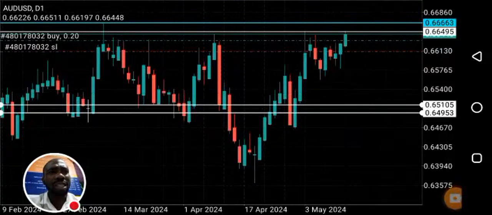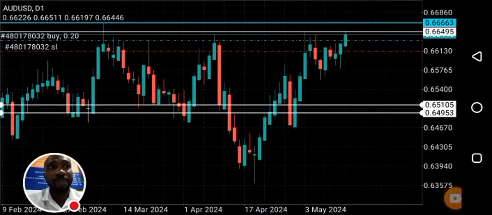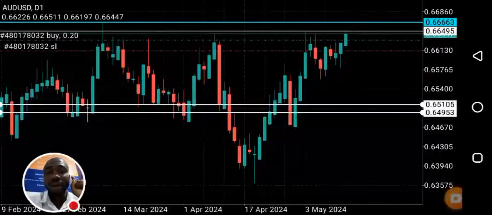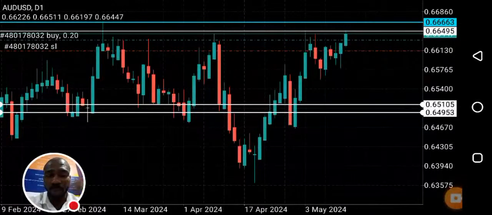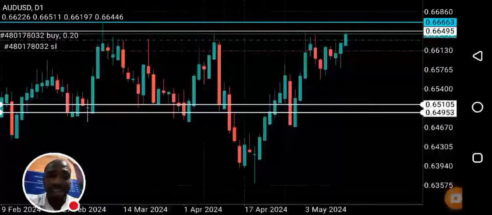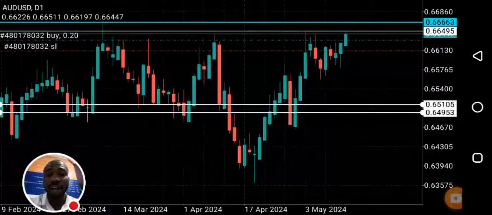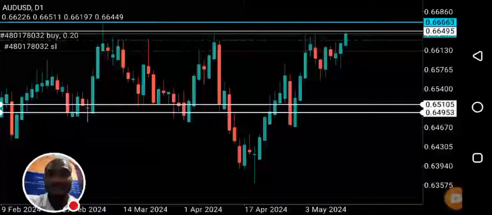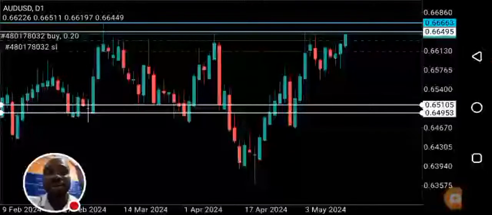But I'm expecting AUD USD to sell today. I'm actually expecting AUD USD to go bearish. Maybe CPI will make that happen. Let's see the data that will be released for CPI. If it is positive for the dollar, then we should go bearish on Australian dollar USD. So if you don't have a trade on Australian dollar USD, please wait for CPI to be released before you decide to buy or sell.